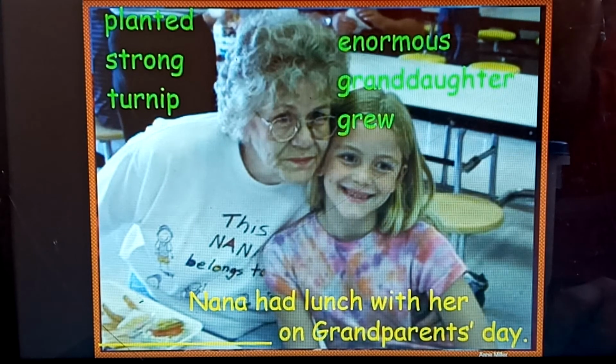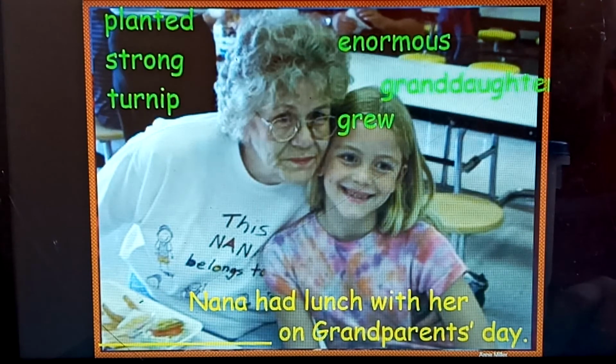Nana, which is a word for grandma. Most kids call their grandmothers Nana. So Nana had lunch with her on Grandparents' Day. So Nana had lunch with her turnip. No. Strong, planted. Which one goes there? Great if you said granddaughter. It's real clear. You have a grandma and a granddaughter there.